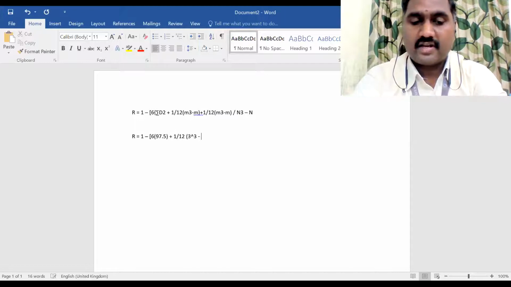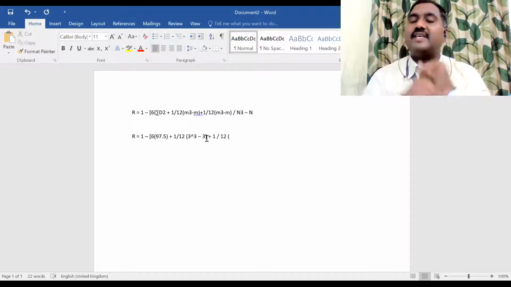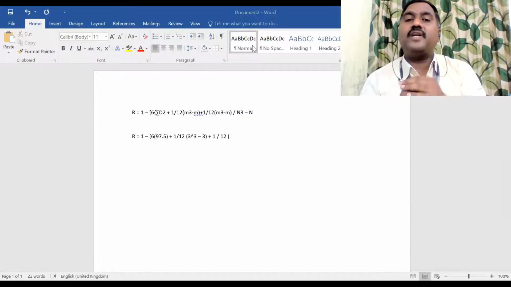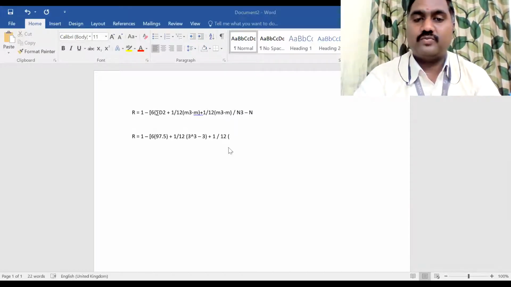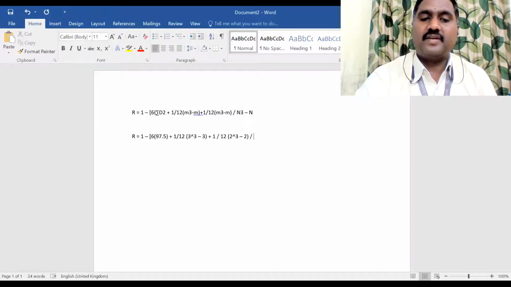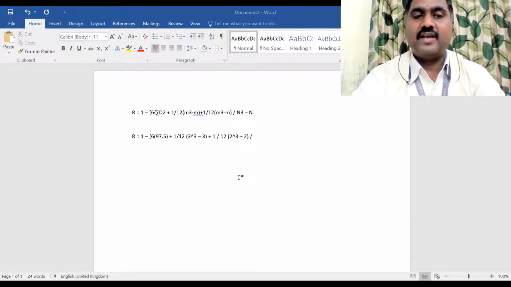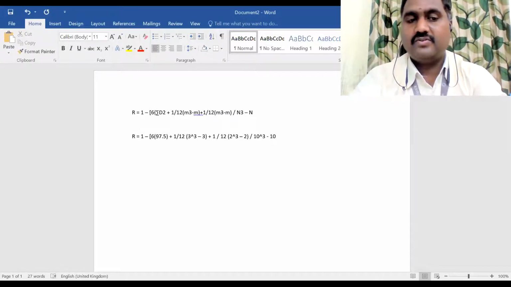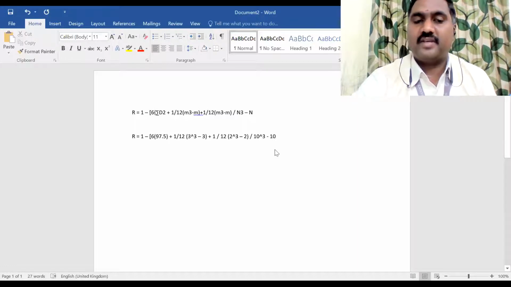So 3 power 3 minus 3, close the bracket, again plus 1 by 12 into, what is the next m value? What is the next number which is repeated? 40. 40 is repeated how many times? 2 times. So m will be 2. 2 power 3 minus 2. And divided by, what is capital N? 10, because 10 numbers are given for both x and y variable. Okay, good. So 10 power 3 minus 10. So like this you have to do. Now you have to simplify and tell me.